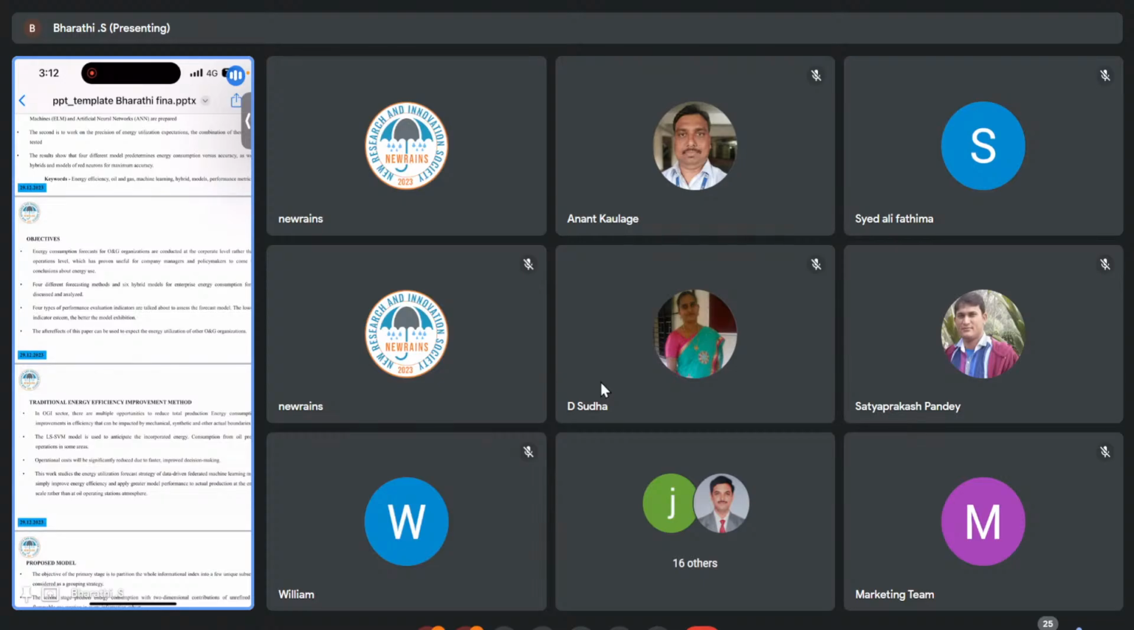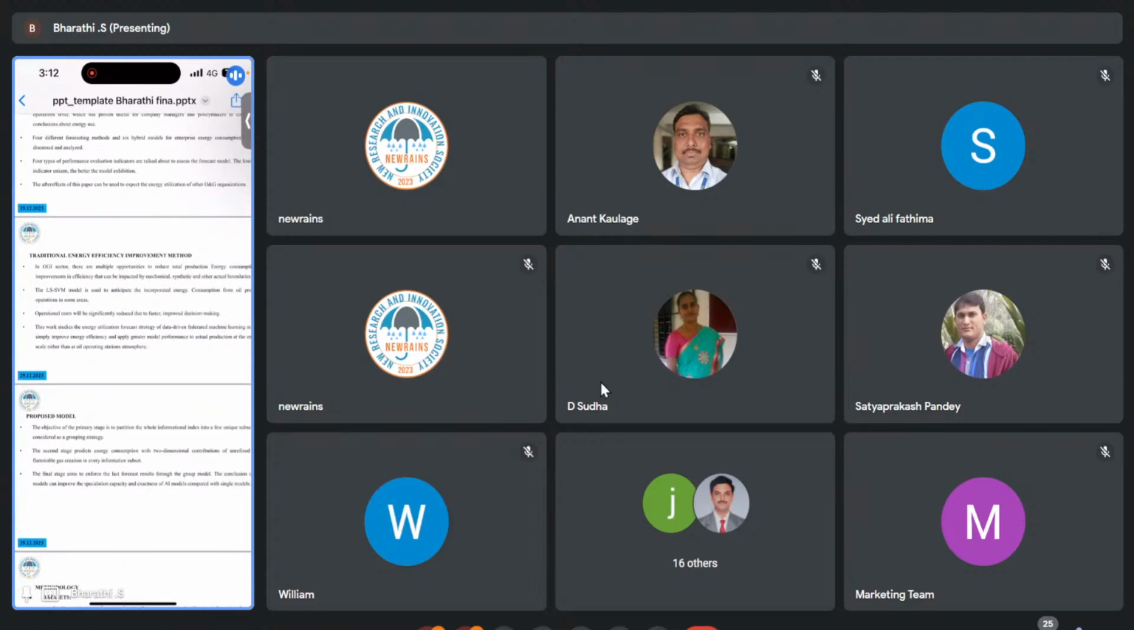Proposed models. The objective of the primary stage is to partition the whole information index into few unique subsets or gatherings, considered as a grouping strategy. The second stage predicts energy consumption with two-dimensional contribution of unrefined petroleum and flammable gas creation in every information subset. The final stage aimed to enforce the last forecast result through the group model. The conclusion is that ensemble model can improve the speculation capacity and existence of AI model compared with single model.